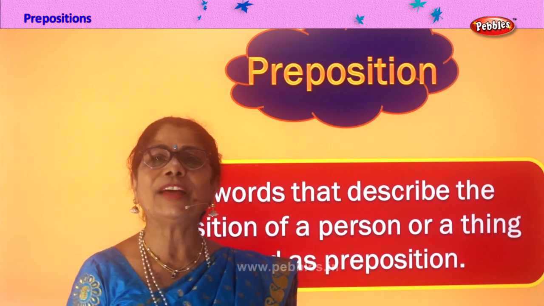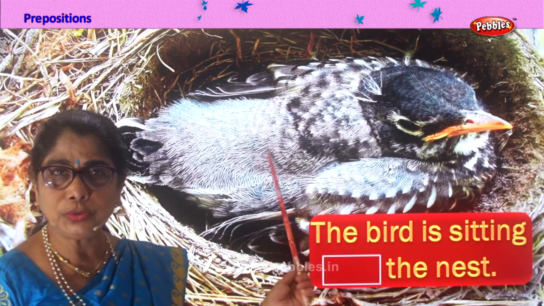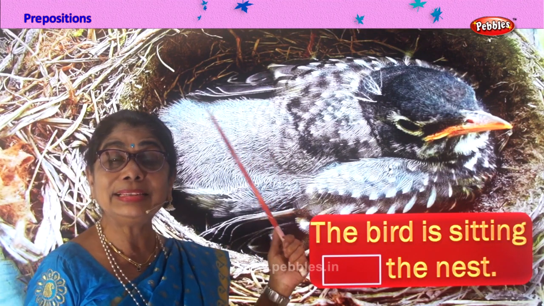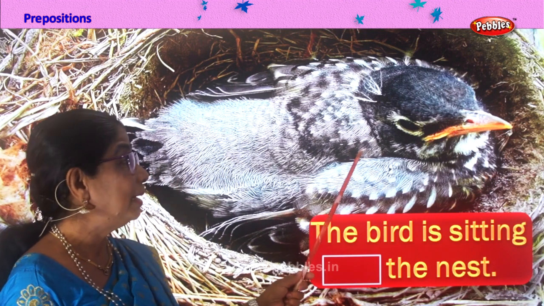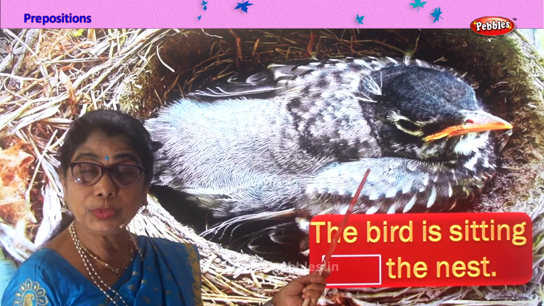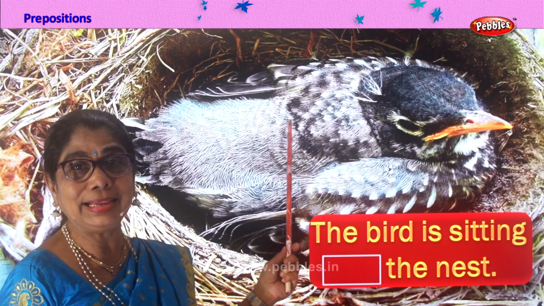Good. Let's look at our first picture. Look what we have here. What do you see here, children? There is a bird's nest. And what do you see? You see a birdie. Where is the birdie? Inside the nest, in the nest.